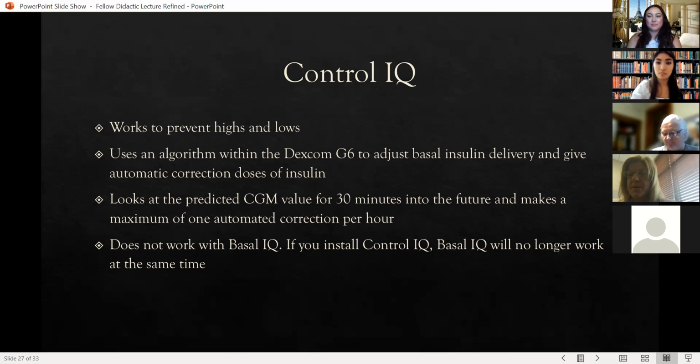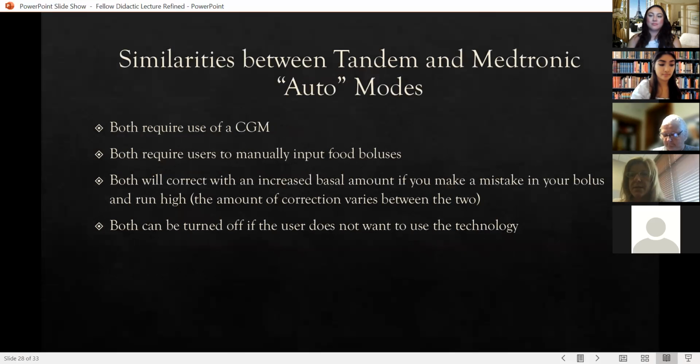Okay, next. So this tells you exactly what I kind of told you. Both require the use of the CGM. So you can't be in auto modes, you can't be in Control IQ without a CGM. They both require you to continue to use your food and boluses. If you don't do that right, it makes the pump very mad. It makes it very difficult for the basal rate to work appropriately when you don't do bolusing.